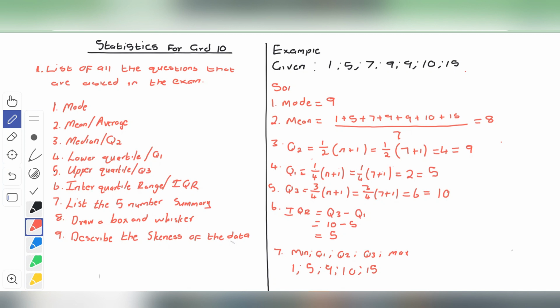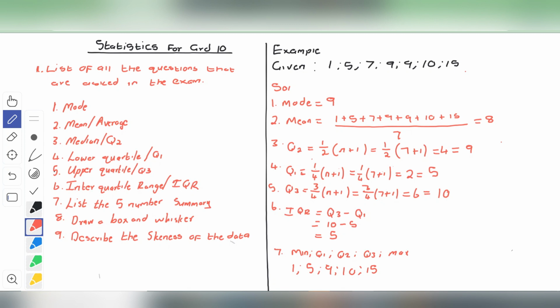So I want us to focus more on Q2, Q1, and Q3. Q2, remember this formula, it's 1 over 2 into n plus 1. I said this formula represents what? It's the navigator formula. The answer you get after using this formula is the position of where you're going to get your Q2. So as we used this formula, we found that our answer is 4. This 4 means our Q2 is in the fourth position in the data set.